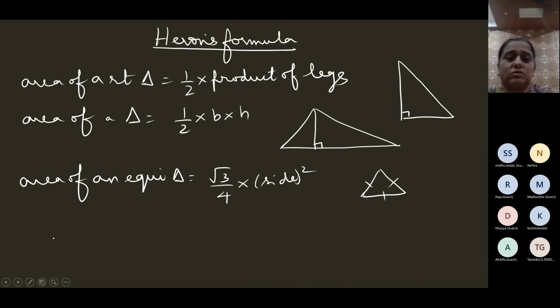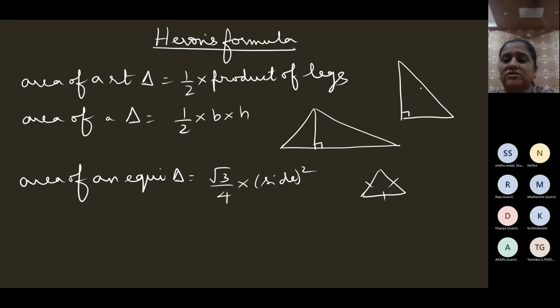All right, children. So you have come across all these formulas so far. You know that to find the area of a triangle, you can use the formula half base into height, half base into corresponding altitude, all square units. So area of a triangle is equal to half base into corresponding altitude. If it's a right triangle, half product of legs.